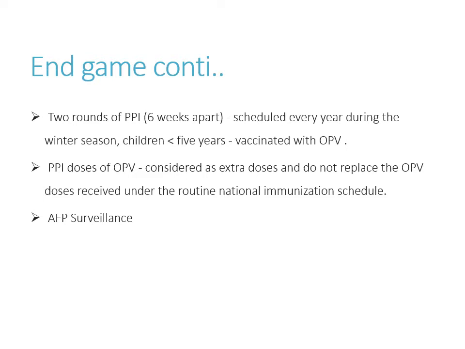And another important factor for this end game is AFP surveillance, that is to detect all the cases of acute flaccid paralysis. In case of acute flaccid paralysis, other diseases are also there, so we have to identify which are the cases of poliomyelitis, and then we can control it.